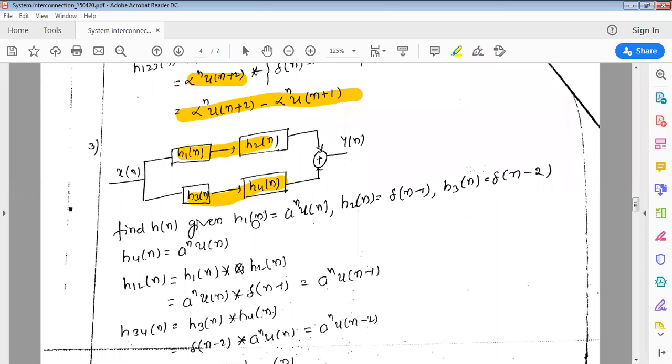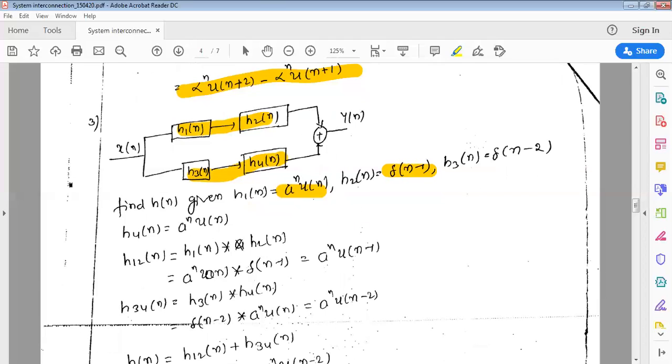Okay. So once h1 of n, h2 of n, h3 of n, and h4 of n are given, finally we are going to evaluate. That's all. So first what I will do, I'll find h12 of n. What is h12 of n? h1 of n convolved with h2 of n. So what is your h1 of n? a power n u of n convolved with delta of n minus 1. So what happens? a power n u of n minus 1.